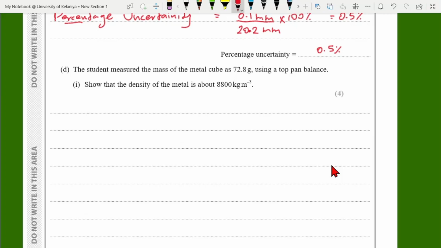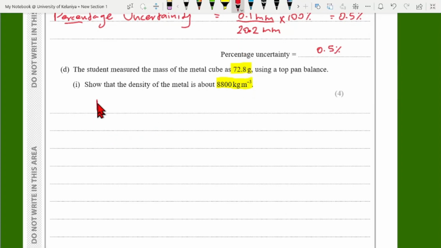In part D, the student measured the mass of the metal cube as 72.8 grams using a top pan balance. Show that the density of the metal is about 8,800 kilograms per cubic meter. Here they have given the mass in grams, but they have given the density in kilograms per cubic meter, and they're asking us to calculate the density in kilograms per cubic meter. So what should we do here?